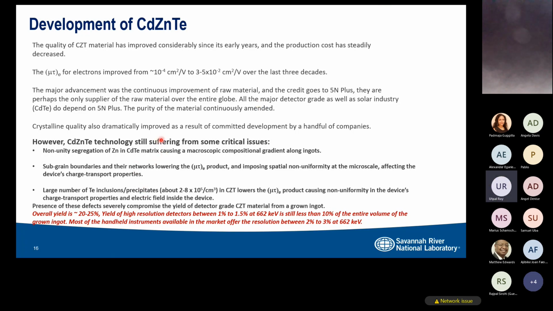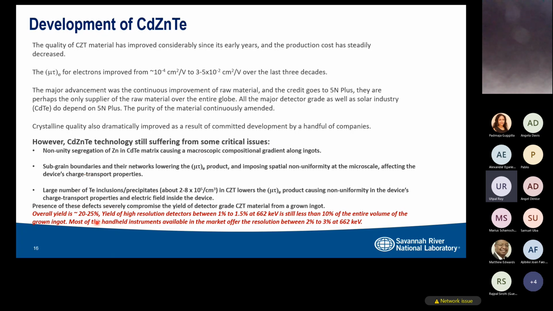So the CdTe technology is still suffering from 3 critical issues I mentioned already before. Non-unity segregation of zinc, that means zinc concentration varies along the length of the ingot, subgrain boundaries, and a large number of tellurium inclusions. So what does that mean?